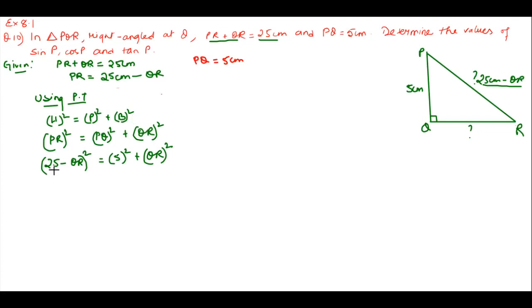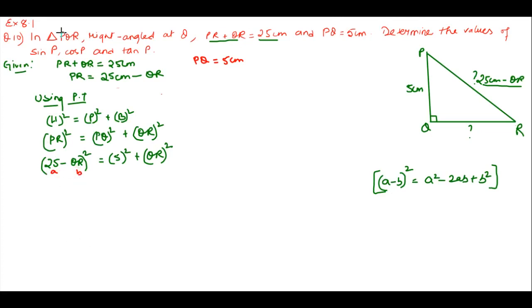So how are we going to solve this 25 minus QR whole square? For this we need to apply the formula (A minus B) whole square. So the formula is A square minus 2 into A into B plus B square, right? I hope you remember this formula. So this formula should be applied out here. So what is our A? Our A will be 25, and our B will be QR, okay?